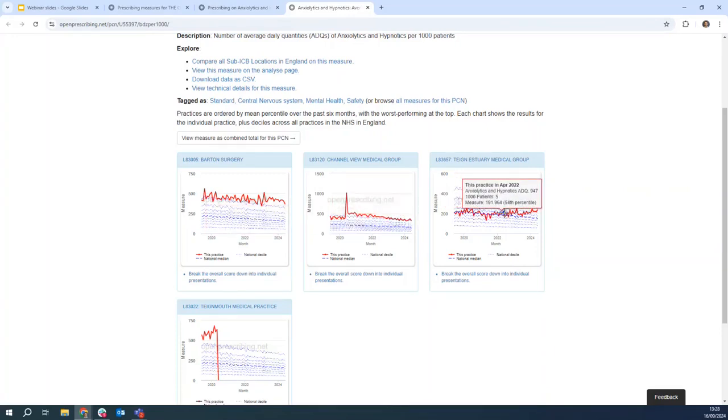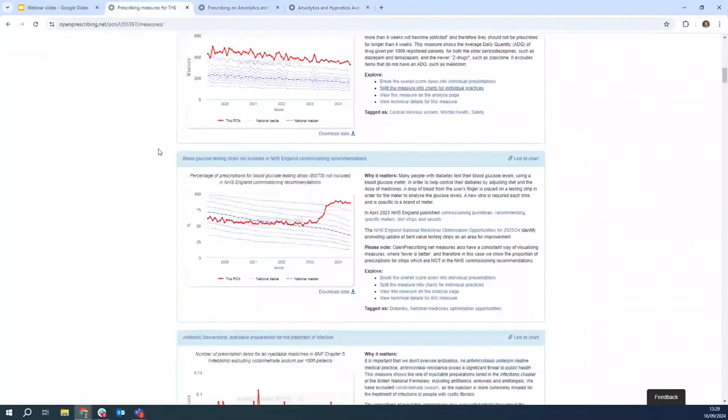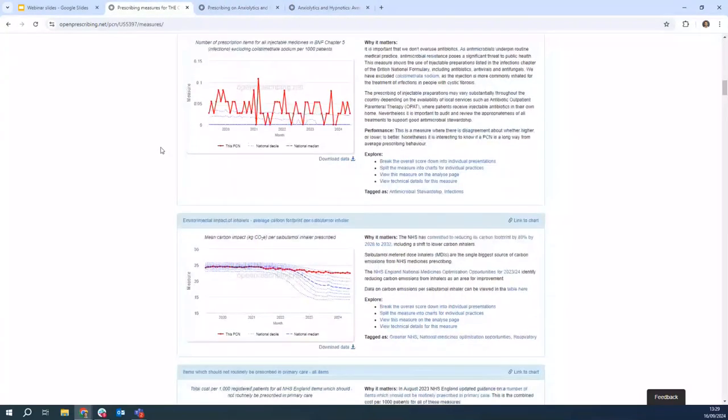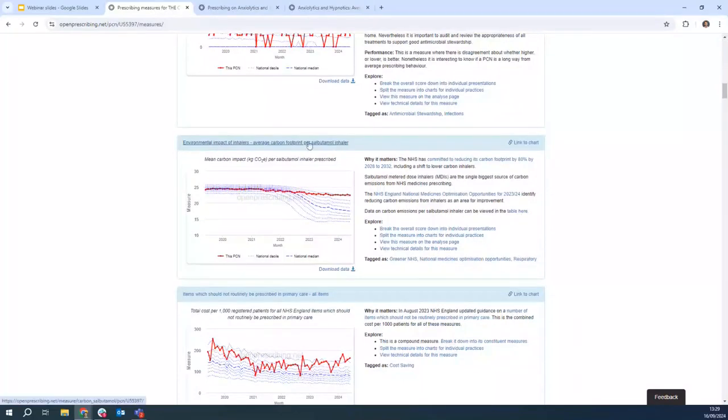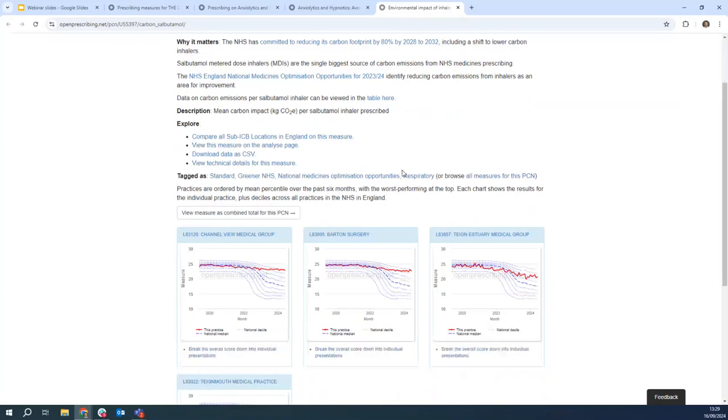So if one of them had suddenly reduced or done something, it might give you an idea that something big had happened, or maybe they've done a quality improvement project there. It's worth contacting them and finding out a bit more. We can have a look at another one and see if there's anything particular. This one here is often quite an interesting one, so we can compare things like practices.